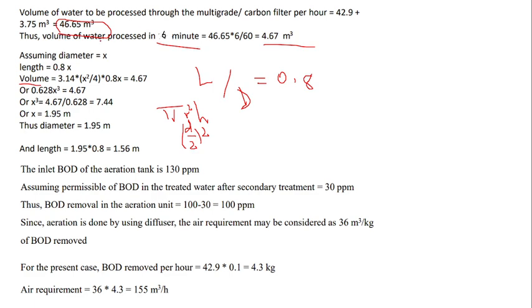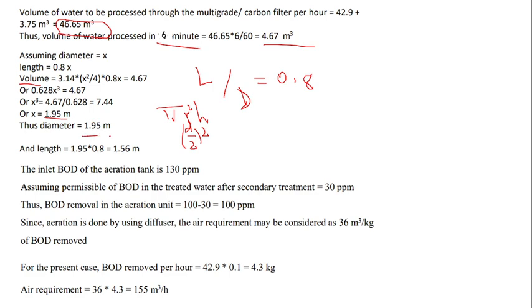For every 6 minutes, the volume occupied is 4.67 meter cube. Okay, this is the total volume. No headspace is there. So with the help of the 4.67 meter cube volume, you can easily find the x value now. Okay, so x is 1.95 meter. So now the diameter is 0.8 into x, which is nothing but 0.8 into 1.95.